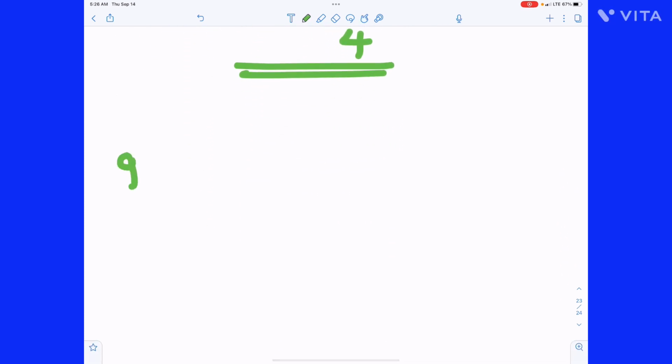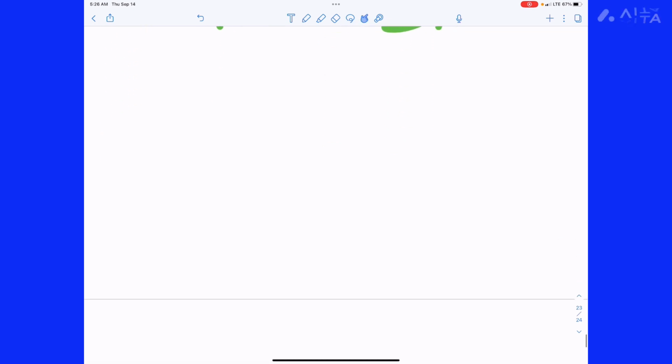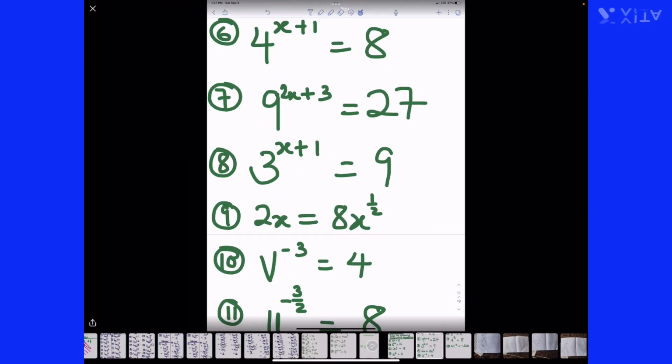I'll give you a similar question to answer. Do this yourself. 9 raised to power x minus 2 is 27. Get the value of x. Just for you to practice, please, and know this well. So that if you know these simple exponential equations well, when we get to higher ones, it will not be hard.